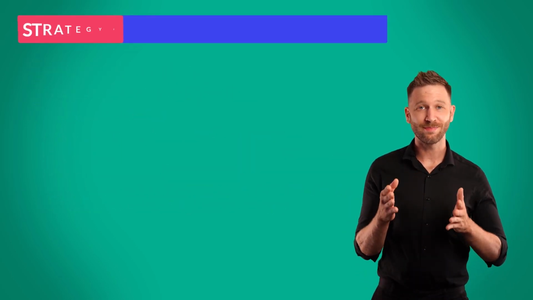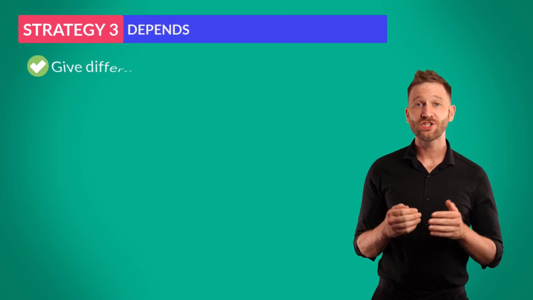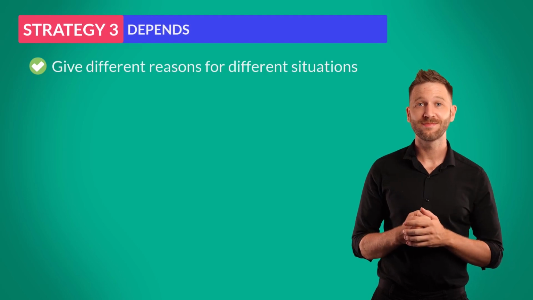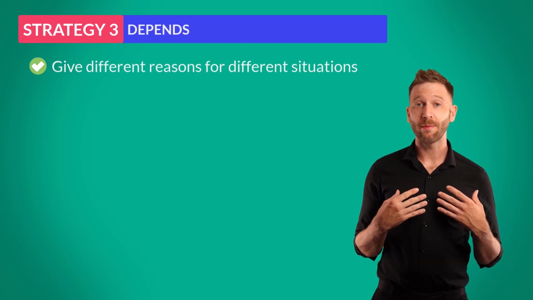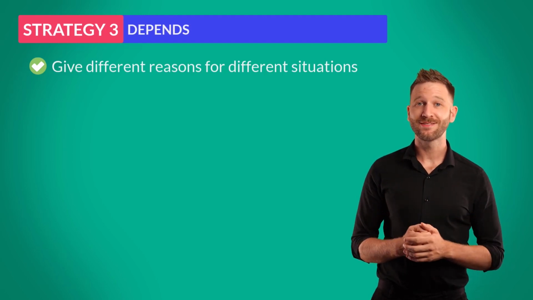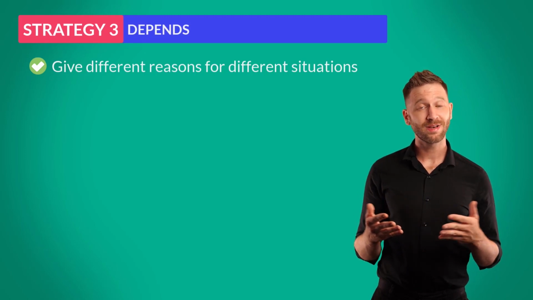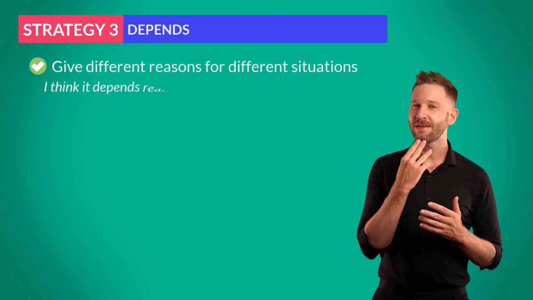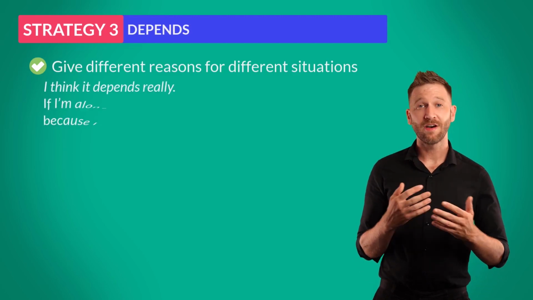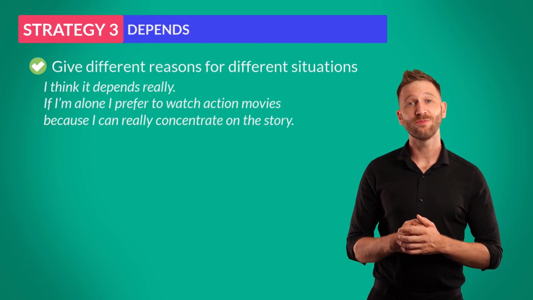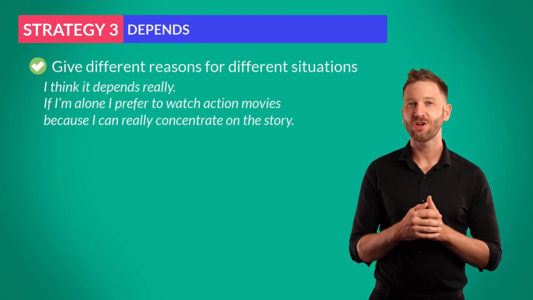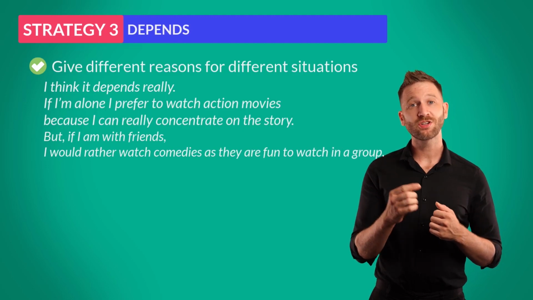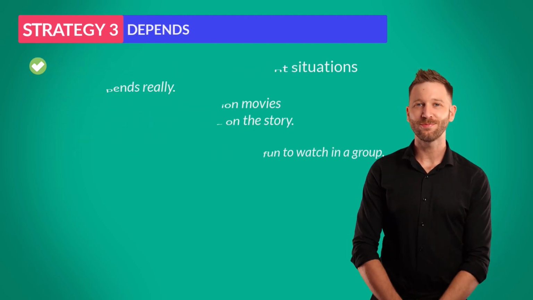Strategy 3. Depends. This strategy involves giving different reasons for different situations for your answers. I'm going to be mentioning that when I'm alone, I like action movies. But when I'm with others, I like comedies. My answer is, I think it depends really. If I'm alone, I prefer to watch action movies because I can really concentrate on the story. But if I'm with friends, I would rather watch comedies as they are fun to watch in a group.